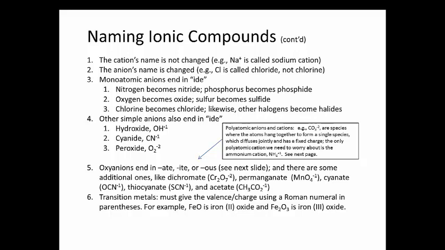For a polyatomic cation, an example would be something like NH4+1. The nitrogen and the 4 hydrogens are bonded together to form a +1 polyatomic cation. We will call that ammonium. It's about the only one you really need to worry about in general chemistry is ammonium.